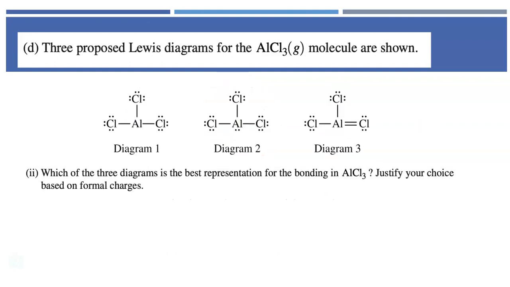There was a second part to Part D. Which of the 3 diagrams is the best representation for the bonding in AlCl3? Justify your choice based on formal charges. So formal charge calculations are really easy to do, but you have to make sure you do them correctly. It starts with the number of valence electrons that an isolated atom of that element would have, minus the number of bonds attached to that element, minus the number of non-bonding electrons attached to that atom.